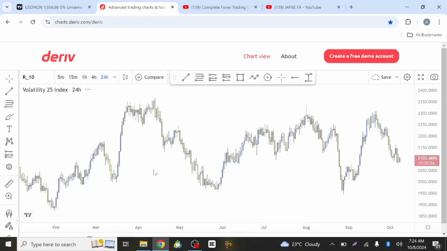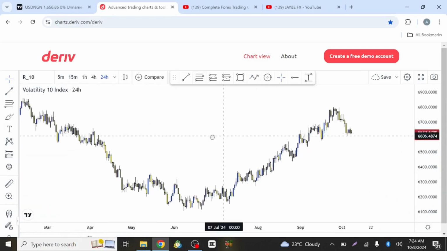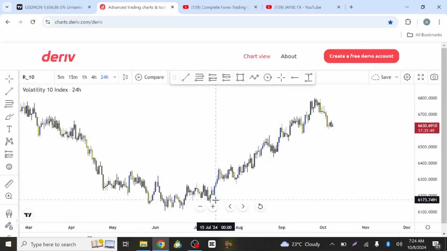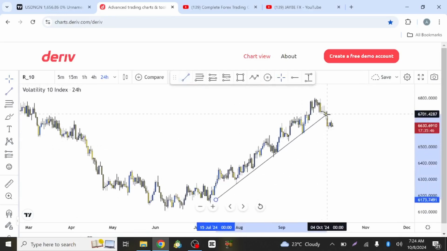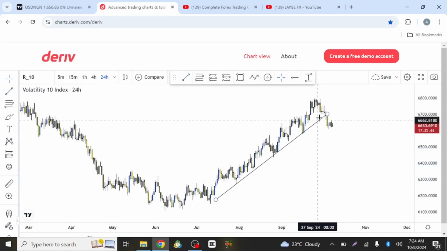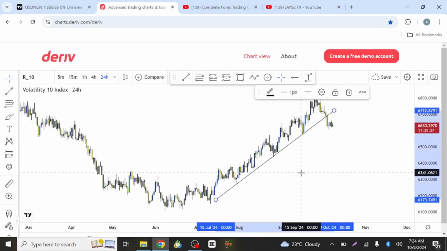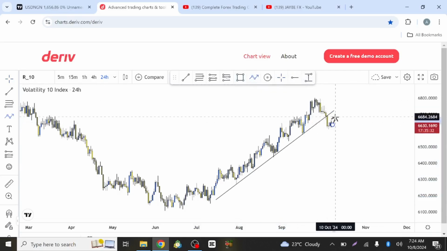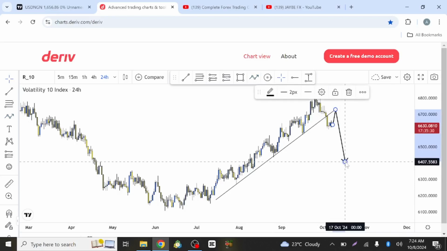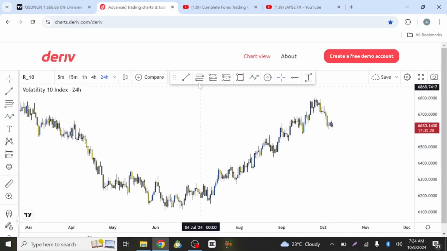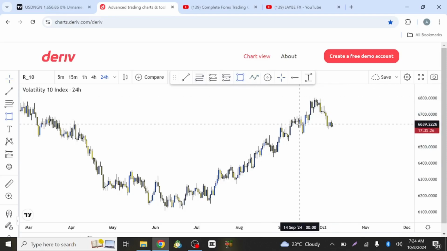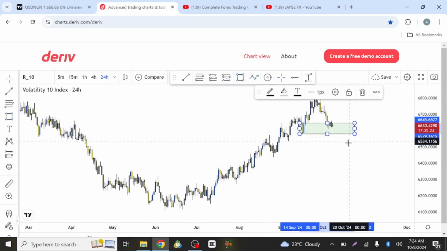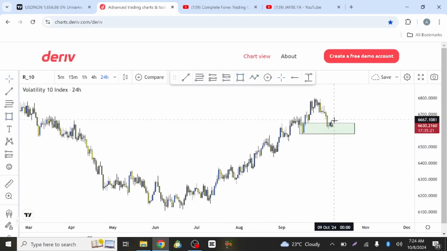For example, this is on the daily time frame. This is volatility 25, volatility 10 index. We are basically on an uptrend, and market broke it. Now for trend line traders who say market has broke the trend line, they are looking for sell. When the market successfully retests this zone, they are going to sell down. But for me, as a demand and supply trader, I would say no. There is a demand zone here that has the possibility of pushing the market up to the sky.